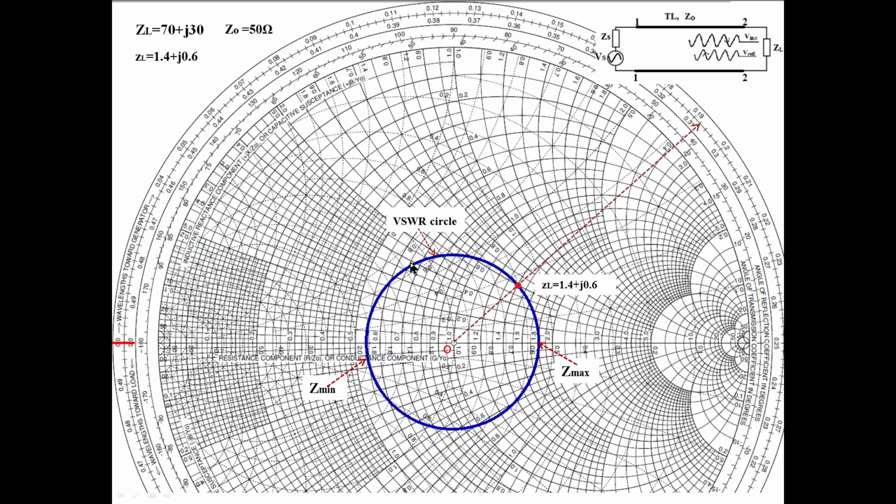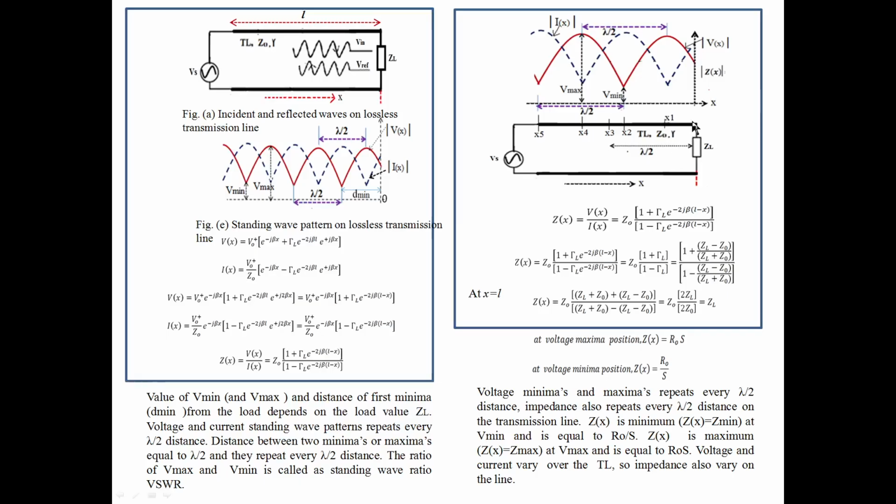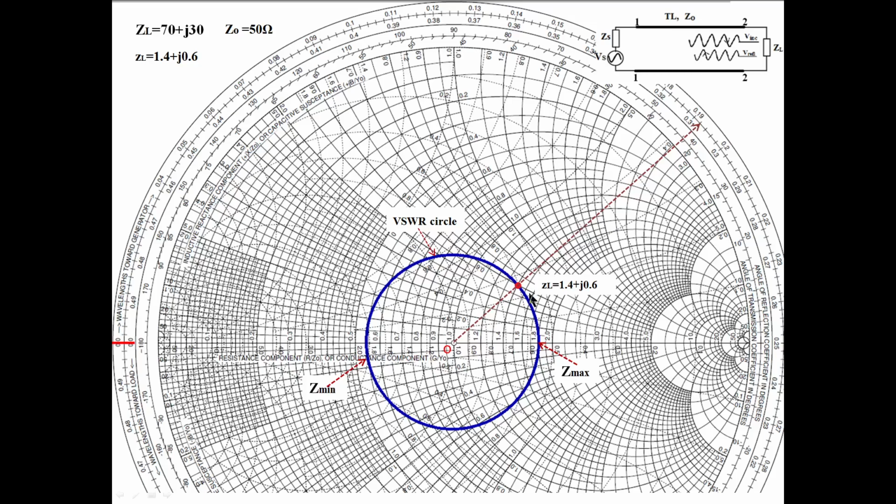Once we complete this movement over a VSWR circle, we are traveling a distance of lambda by 2 over a transmission line from the load. The same value will repeat again, as I said: whatever the impedance here, it will repeat at x3, that is at a distance of lambda by 2. So moving on the VSWR circle from the load and completing one complete circle and coming back to this point is nothing but moving a distance of lambda by 2 over a transmission line.